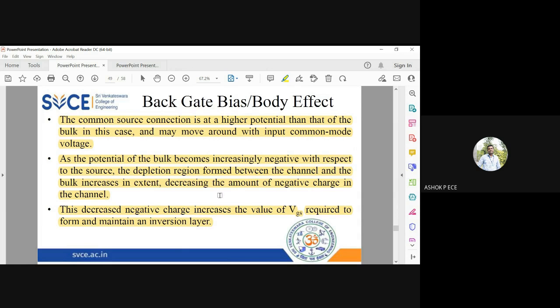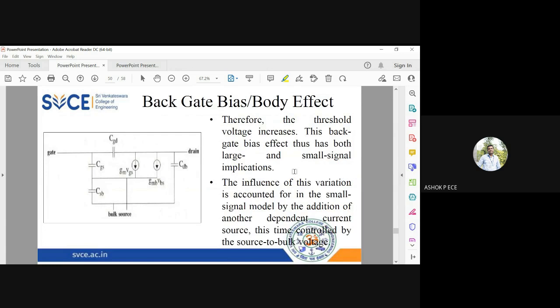So when VDS is increased, the negative charge will be reduced. Overcoming this, I have to increase the value of VGS to induce more negative charge, so that the current flow is maintained constant inside the device. Okay, so all these effects have to be considered while you fabricate the MOSFET.